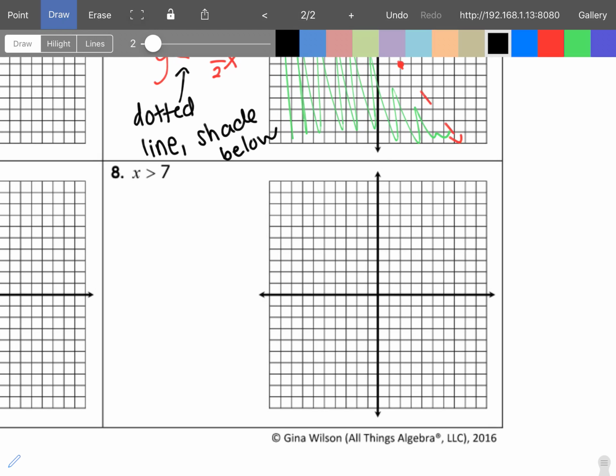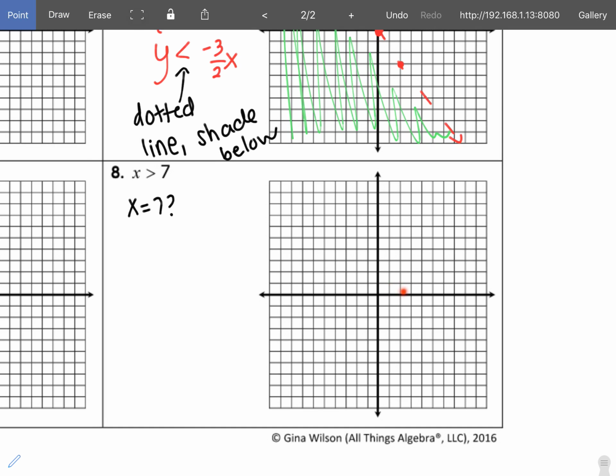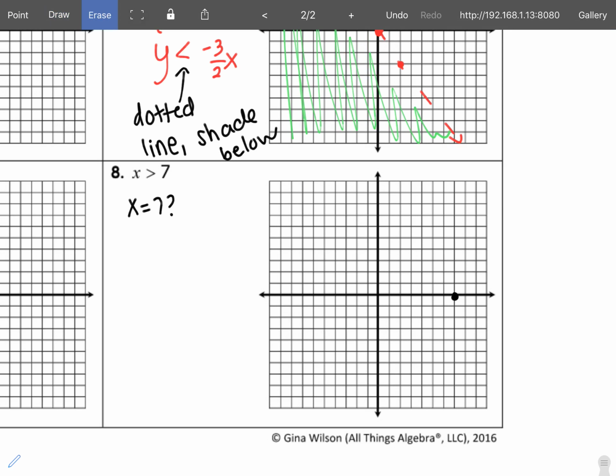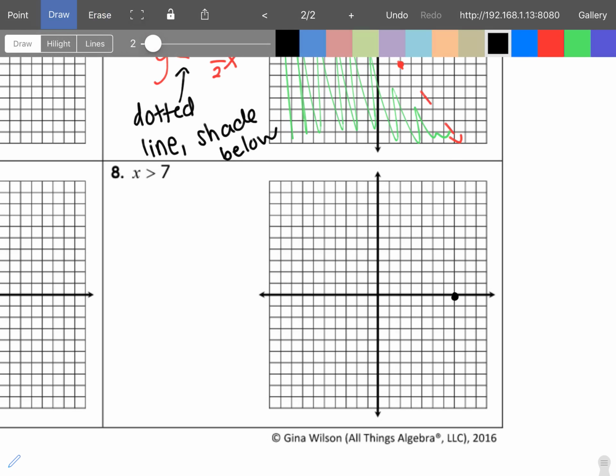Okay, and then x is greater than 7. So think about, where is x equals 7? Where's that line? Well, x equals 7 right here. 1, 2, 3, 4, 5, 6, 7. Right there, right? So let's make a point there. And we have to figure out, is this solid or is it dashed?